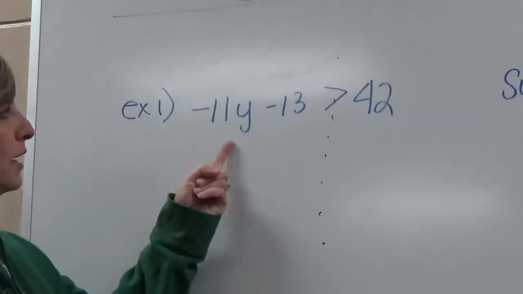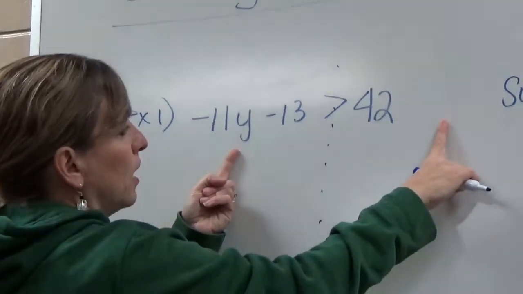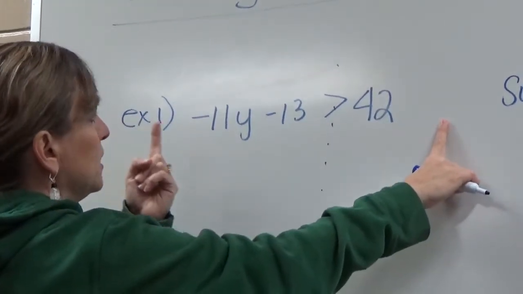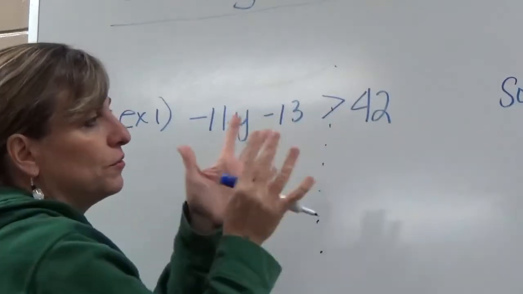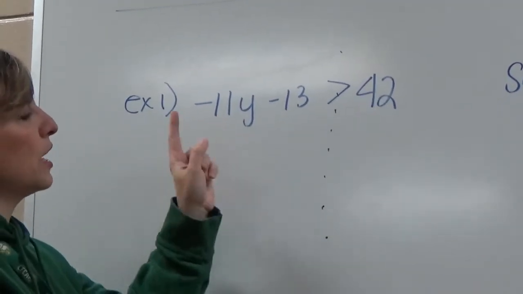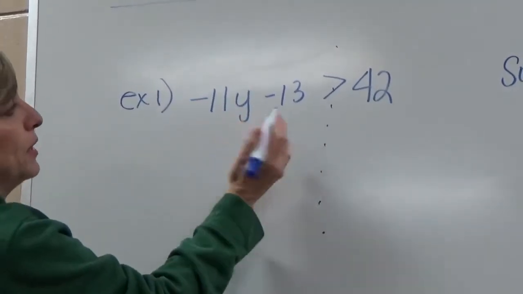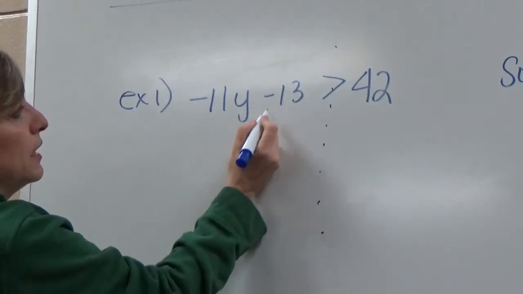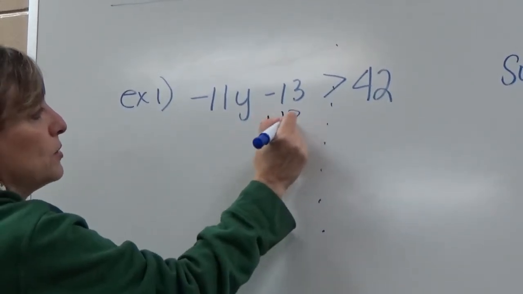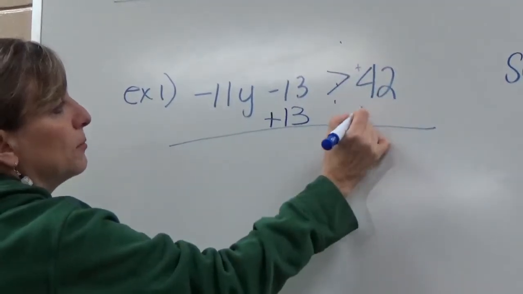The only time that you would deal with the variable is if there was a variable on the other side, and then you have to either add or subtract to get the two variables together. That's the only time you're going to deal with this first. Otherwise, you're going to deal with the stuff around it. So right now around it is negative 13. It's negative, so I'm going to add. I always do the opposite. Okay, so I know this is positive, so I'm going to add 13.